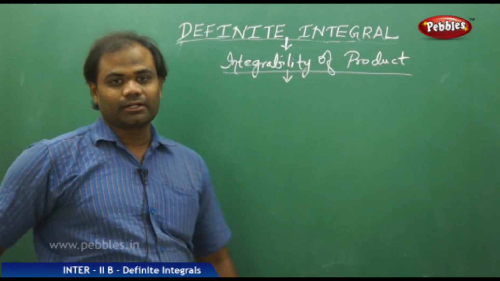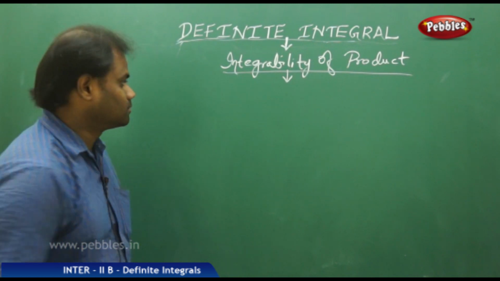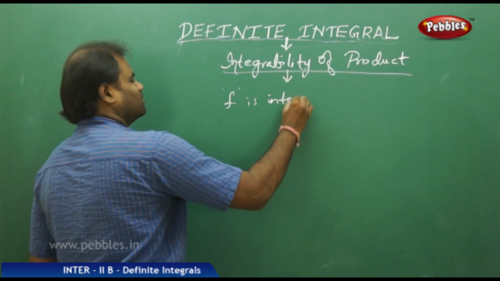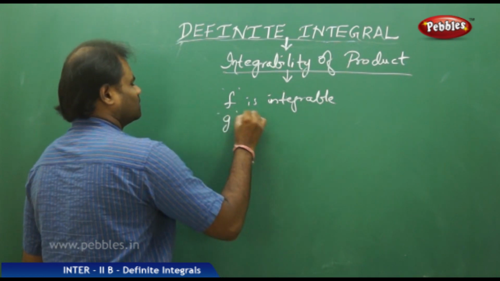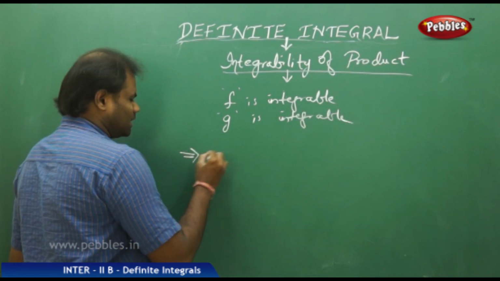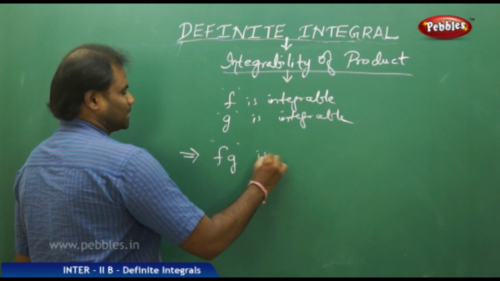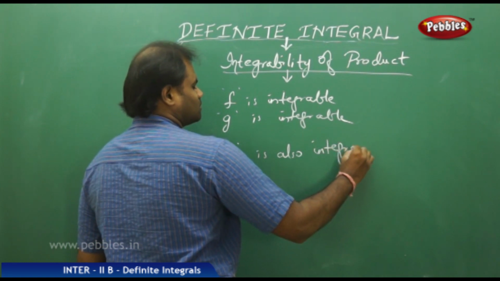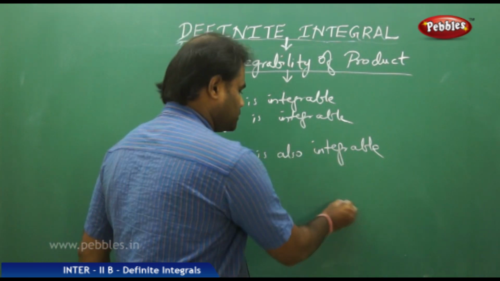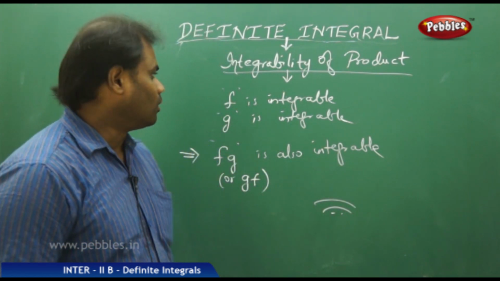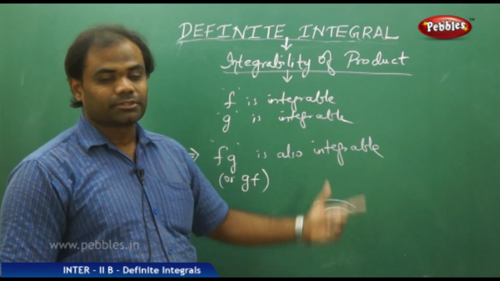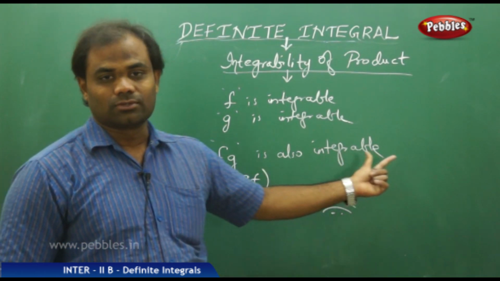That is, if f and g are integrable, is the product integrable, is the biggest question. If f is integrable and g is integrable, it implies that fg, or gf, is also integrable. This is how we understand the property of integrability of the product of two functions f and g.